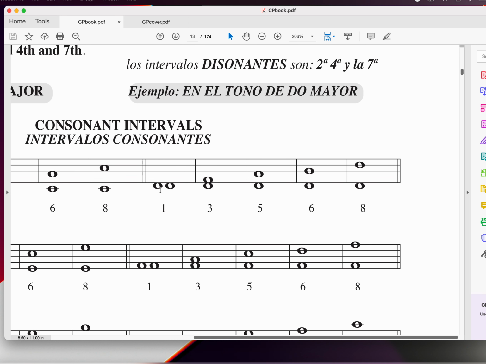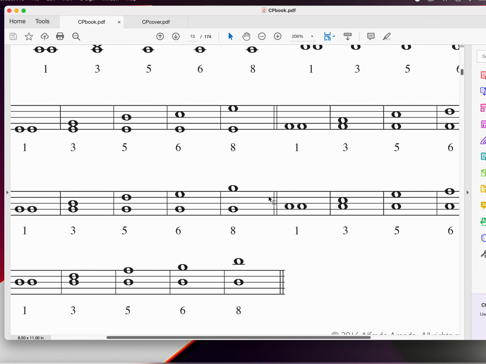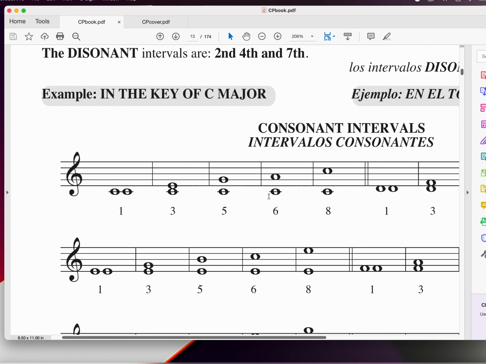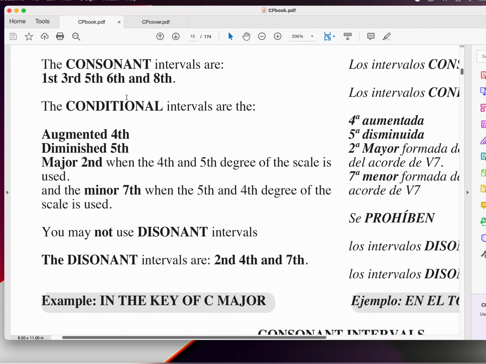Let's say you start with the note D. So the first would be from D to D, a third from D to F, a fifth from D to A, a sixth from D to B, an octave from D to D. And the same thing goes for the E, the F, and all the other notes. So these are the consonant intervals. It is very important to memorize the consonant intervals, which are the first, third, fifth, sixth, and eighth. That means that those intervals are nice. They sound good together.